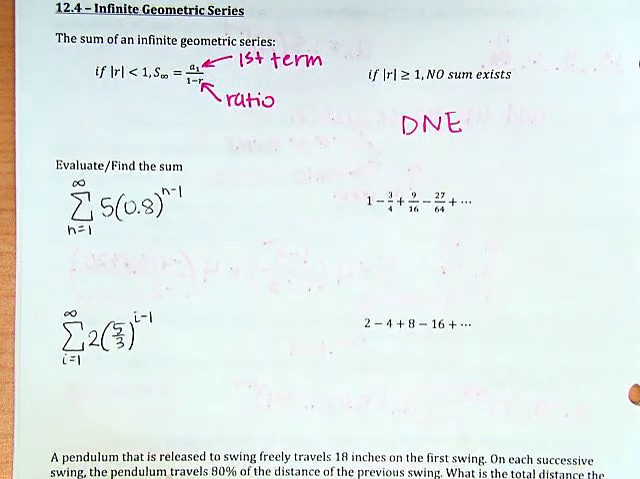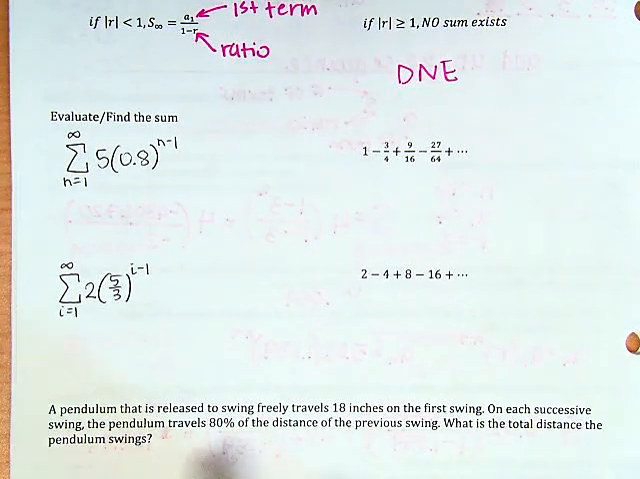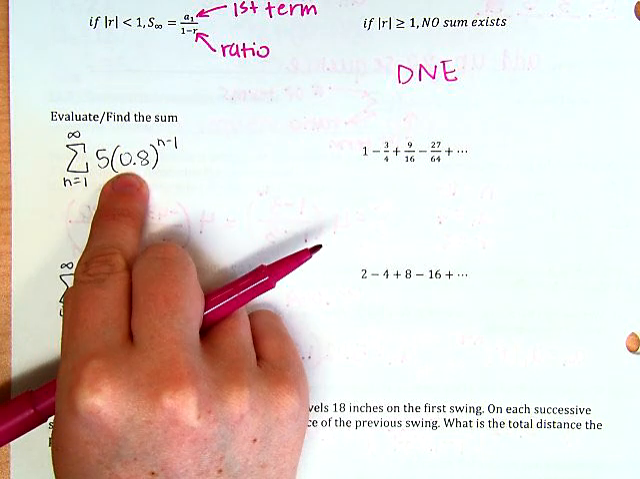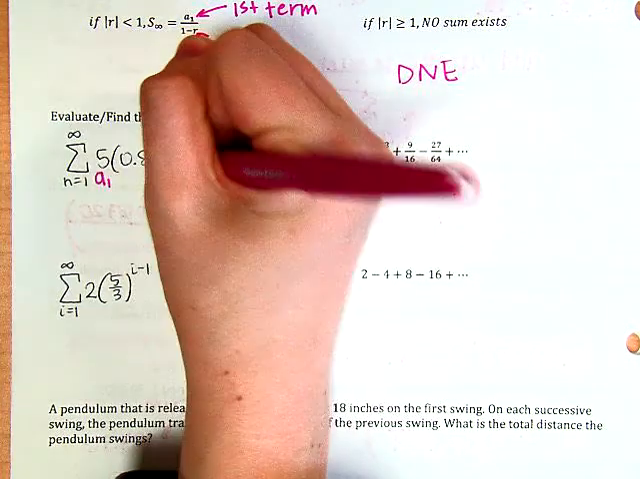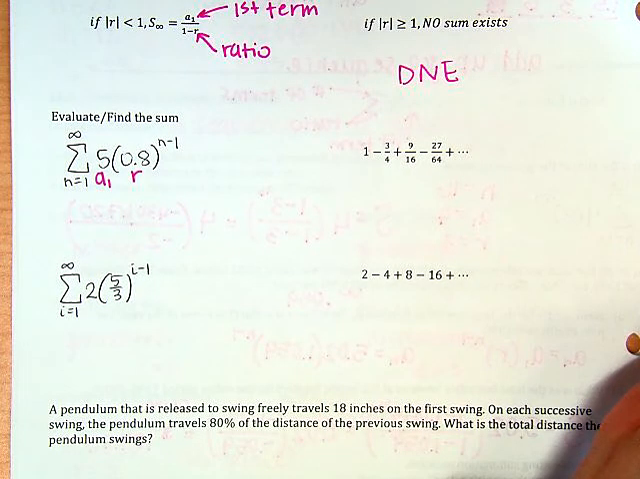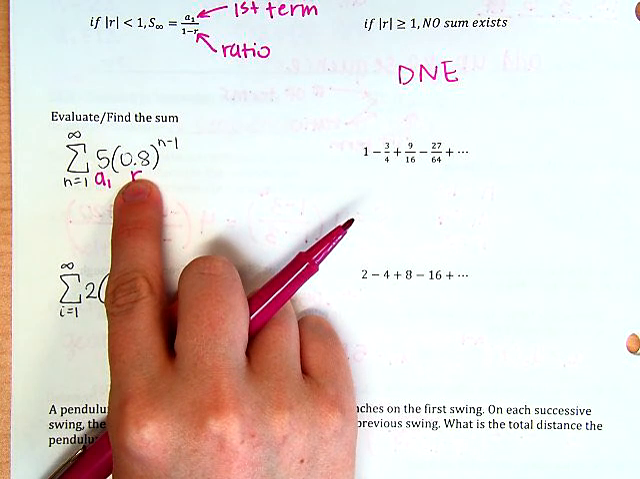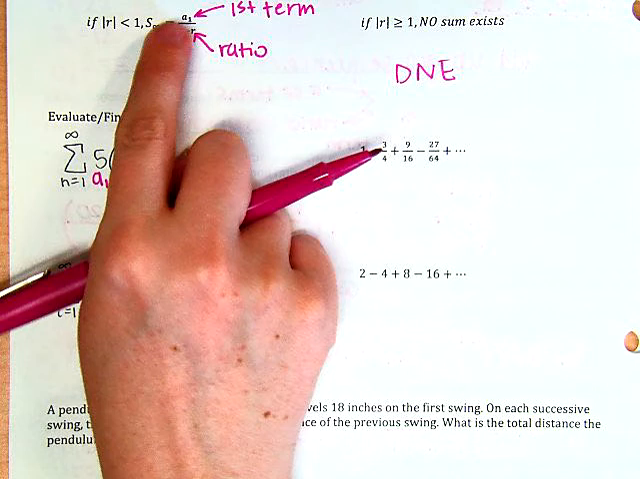So let's go through some examples. So first one there says a sum goes from 1 to infinity, 5(0.8). So this is my first term. This is my ratio, if you remember from the formula. So my ratio is 0.8. Is that less than 1 or bigger than 1? Well, that's less than. So I get to use this formula.